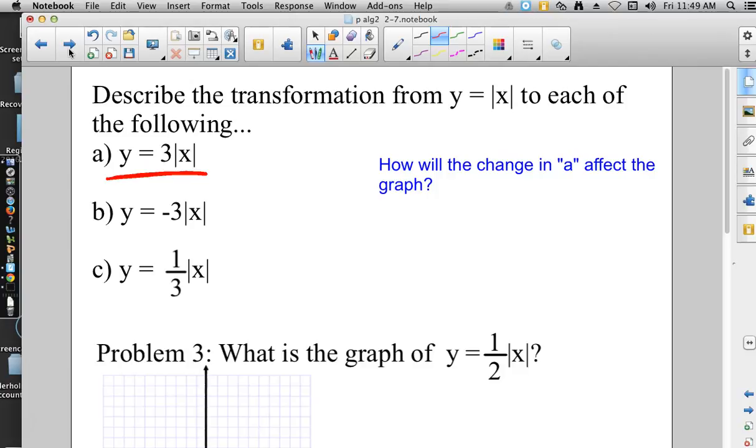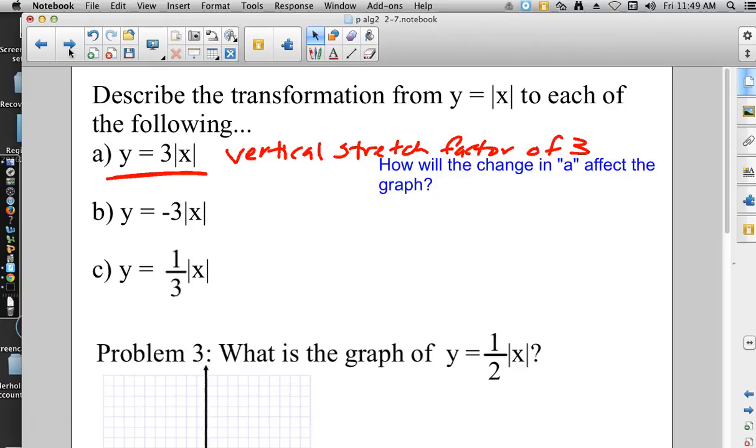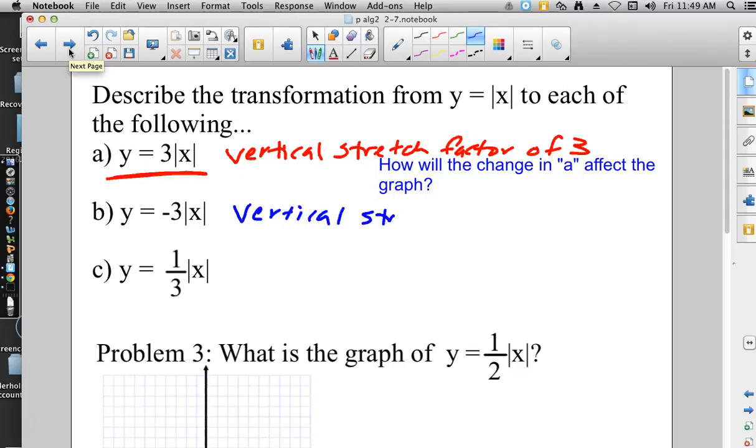Oh, vertical stretch. Carson, was that you? Vertical stretch. Factor of 3. Beautiful. Remember? Rubber band. Pull it. Top and bottom. Stretch it out. Okay. Carson just told me this is a vertical stretch factor 3. I'm going to write that down. Vertical stretch factor of 3.